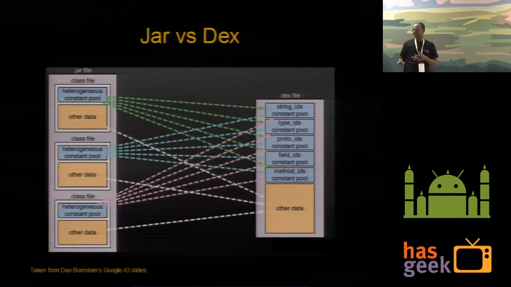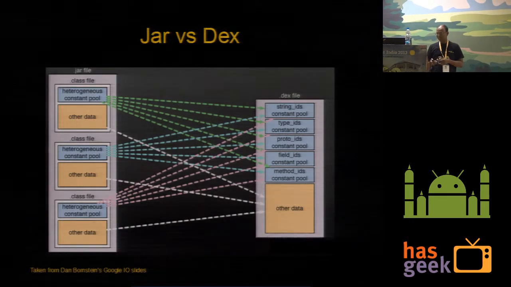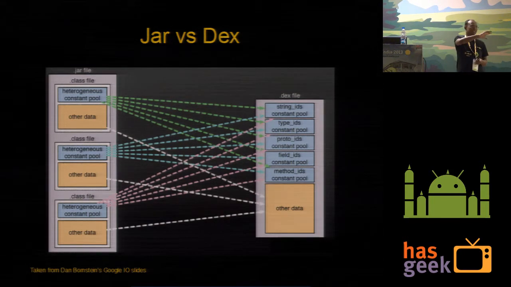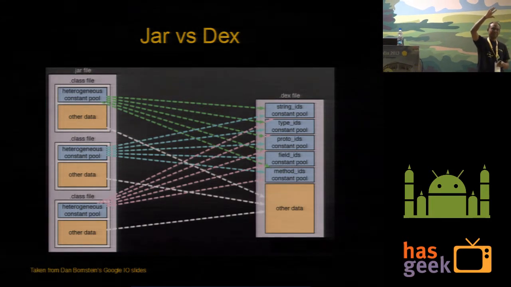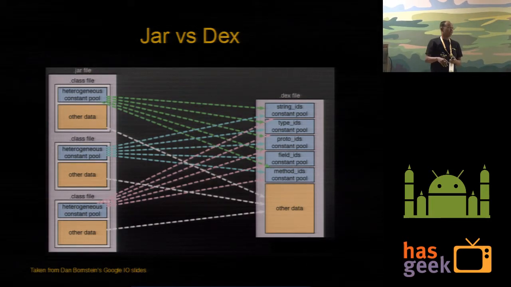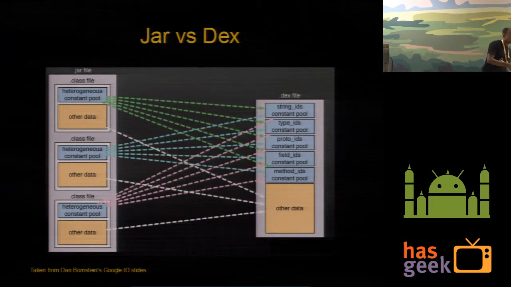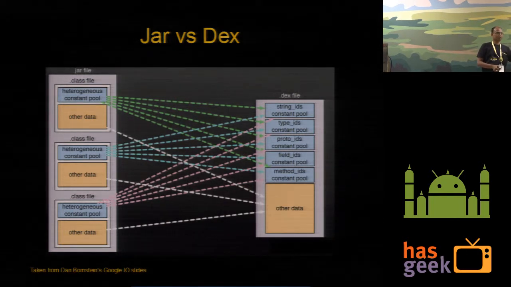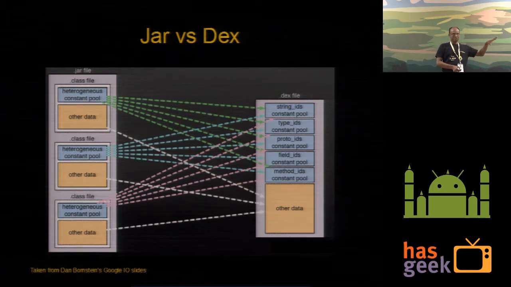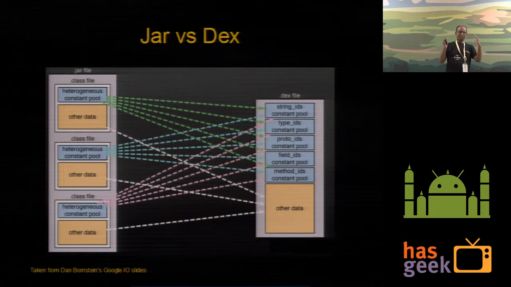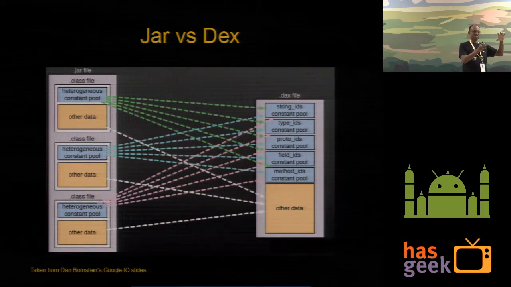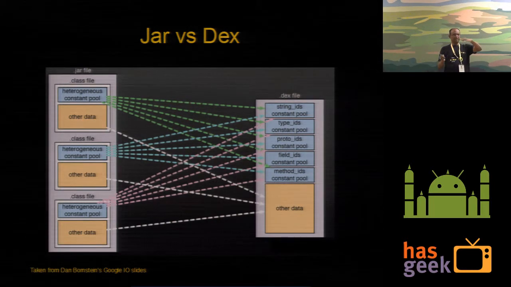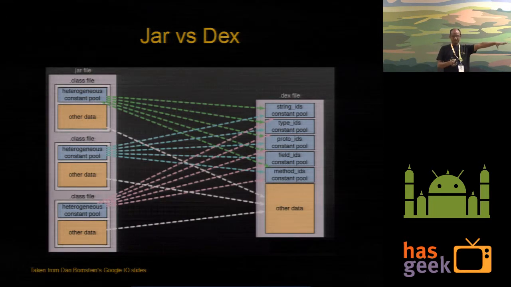So if you look at it, it's a little hard to see, but on the left side, all the class files are there. Each class file has its constant pools, and here is the data, and these are the constant pools for all the classes. And in the dex file, all the class files are combined into one particular file. So all the constant pools that are separate in the class files are combined into one file, and all the data has been filed in this.